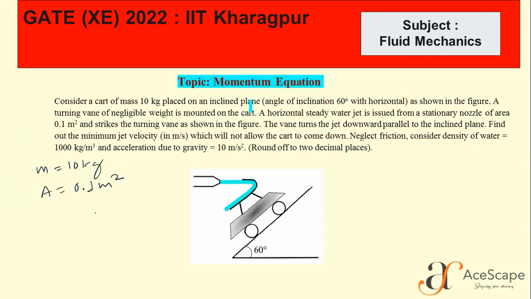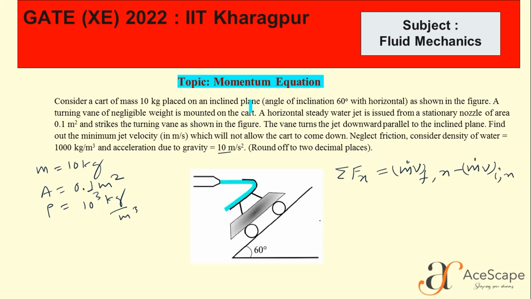0.1 meter square, and they have given the density 10^3 kg per meter cube. Okay, and g is given. All right, let me write the equation first. What is the equation for linear momentum? Applying the linear momentum equation, total force in x direction is the rate of change of momentum, final in x direction minus rate of change of momentum, initial in x direction.